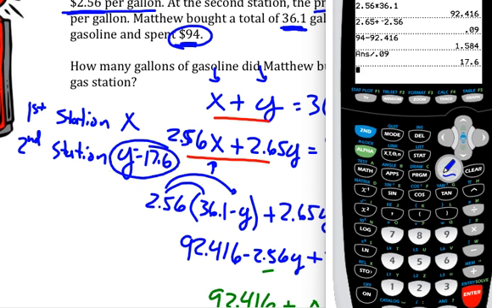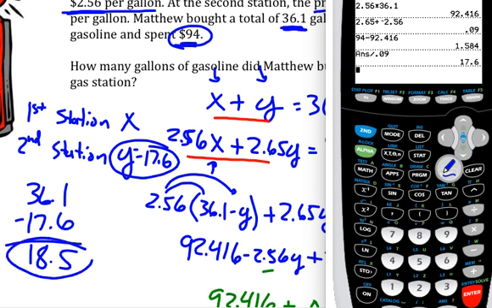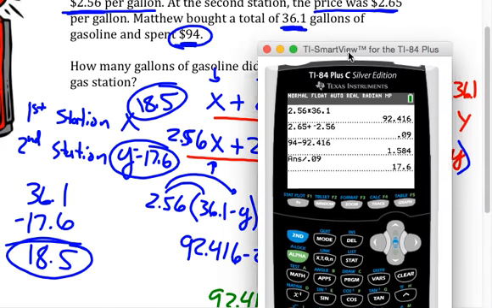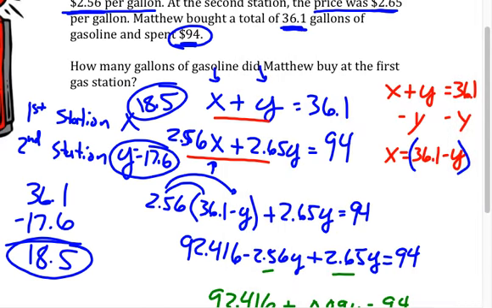That's the second station. So if we gave that for an answer, say like on an ACT, we'd get it wrong, even though we did all this work and did it right. There's 36.1 gallons altogether. We need to subtract 17.6 from it, and that gives us a grand total of 18.5. That's how many gallons you'd have at the first station. So be careful what answer you're looking for. Our actual answer is 18.5. And there's an example of substitution with a word problem.